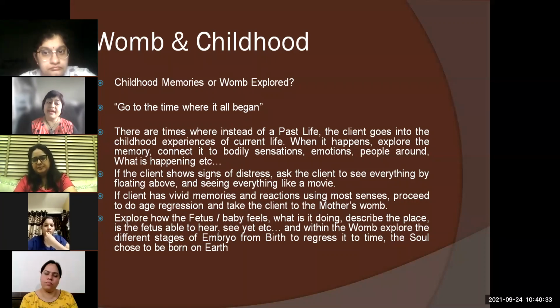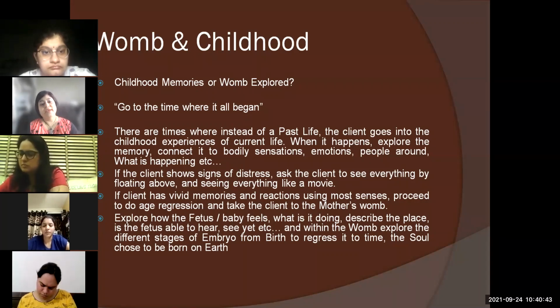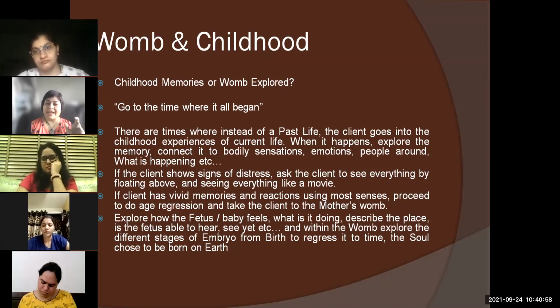Or you can regress it as most important events and incidences of childhood life between ages 20 and 25, between ages 15 and 20, between ages 10 and 15, between ages 5 and 10, between ages 1 and 5, and then directly to the womb. So you can give either a bracketed age or direct age. Okay, so the client will regress and go into the memories or experiences of that particular age.